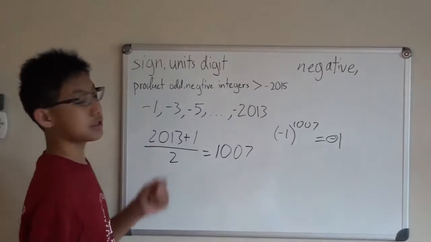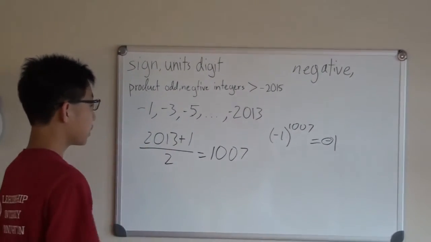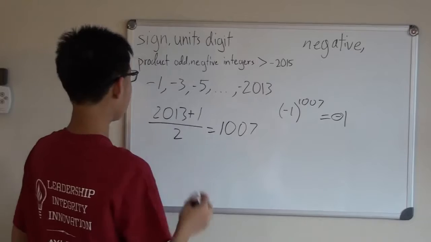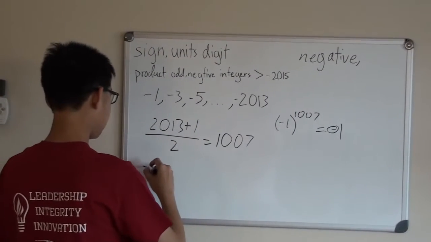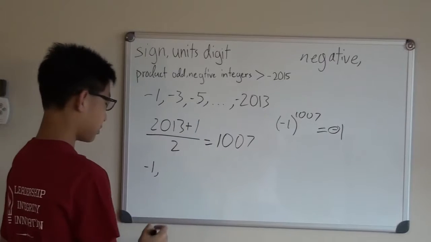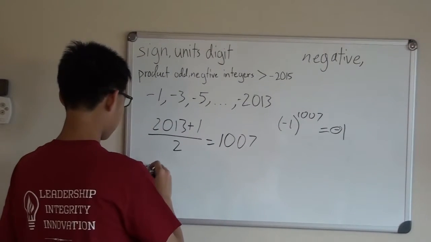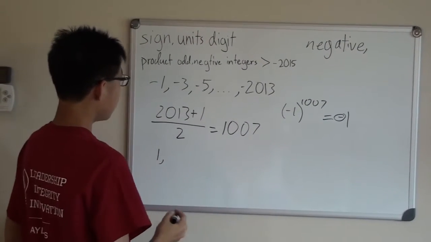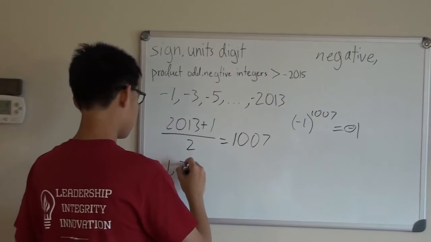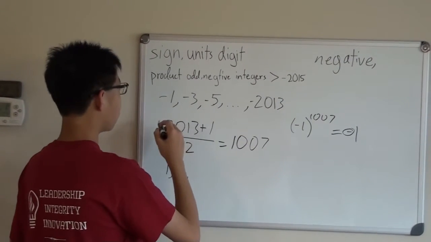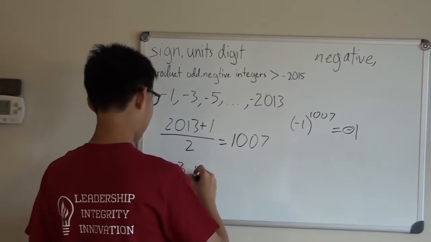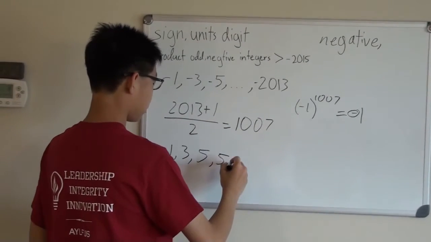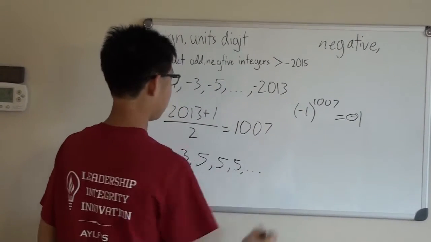And now we need to find the units digit of the product. So we can just try to find a pattern by multiplying slowly. If you multiply, it would be negative 1, and then negative 1 times 3, and the units digit, okay, well actually it's just 1, because that's the units digit. And then negative 1 times negative 3, the units digit would be 3, and then 1 times 3 times 5, the units digit would be 5. And then 1 times 3 times 5 times 7 would also be 5. And so if you keep on going, it's just always going to end in 5.